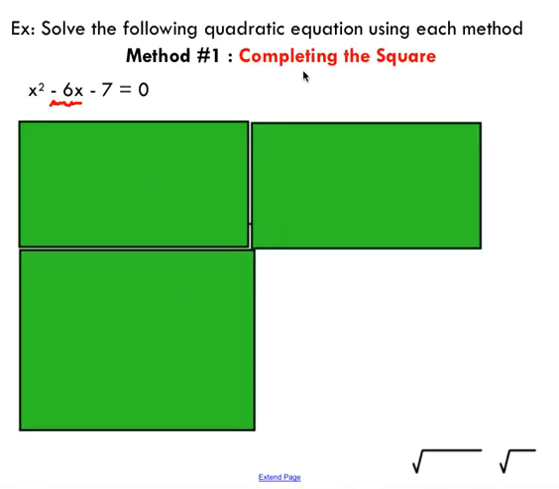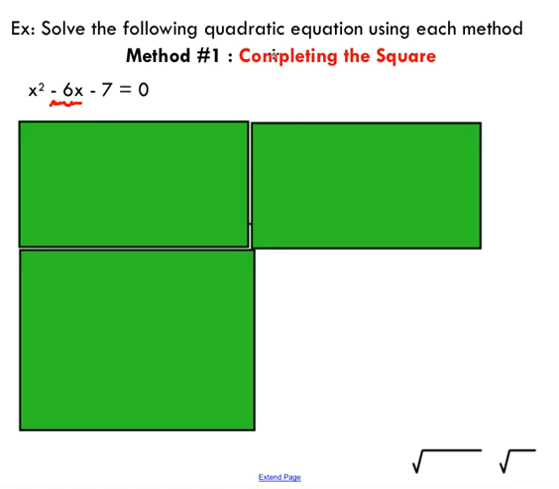All right, so the first thing we're going to look at is completing the square. So the question says solve the following quadratic equation. So we're going to take this guy and we're going to complete the square to determine the x-intercepts. If you've never completed the square before, I've got a video posted on completing the square, so you can take a peek at that.